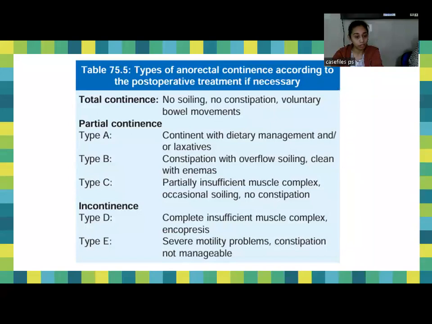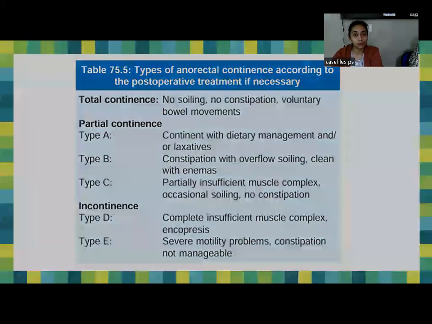When the child is incontinent, it can again be divided into type D and E. Type D is with a completely insufficient muscle complex and the child has encopresis. And type E is because of motility problems, and constipation is not manageable. The management for this will be further discussed.